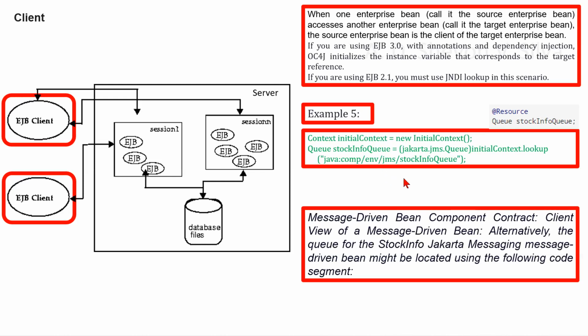Now we are considering the client view of a message-driven bean in a message-driven bean component. For example, the reference to the queue for the Jakarta Messaging message-driven bean might be injected as follows here. Alternatively, the queue for the stock info Jakarta Messaging message-driven bean might be located using the following code segment here.